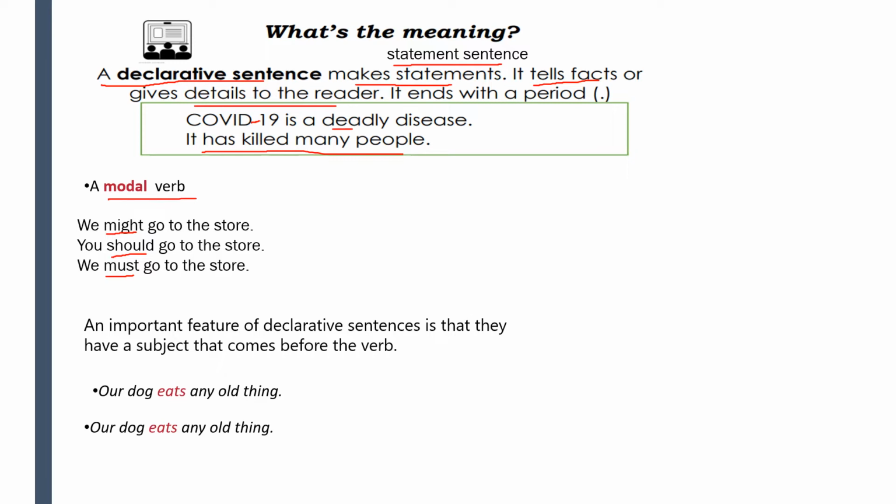Get it? Remember, an important feature of a declarative sentence is that it has a subject that comes before the verb. Example, our dog eats any old thing. Subject, our dog; eats, the verb. And another, subject and the verb. Get it?